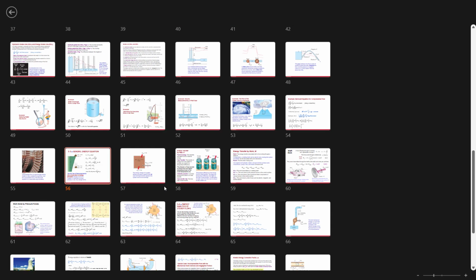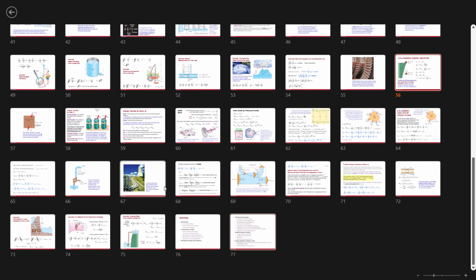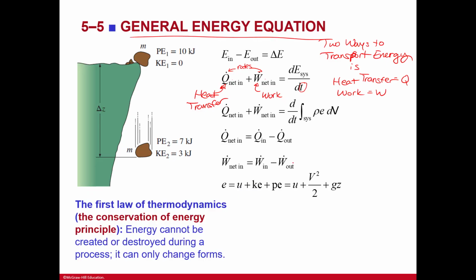This is heavily covered in the first law of thermodynamics, and it's the conservation of energy principle. Energy cannot be created or destroyed during a process. It can only change forms. So here you have potential energy and kinetic energy. Right now the rock is sitting here, and at the top we have all of the potential energy in the world. Well, we really have 10 kilojoules, but we have everything that you could have, all stored in potential energy.